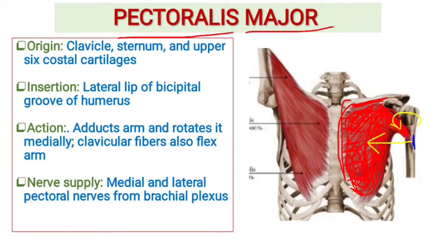And lastly, you have your nerve supply. So the nerve supply of your pectoralis major muscle comes from your medial and lateral pectoral nerves from your brachial plexus. So more of the brachial plexus, which is the origin of all of the nerves for your upper extremity, will be discussed further with your lecture. So let's just move on to the next muscles.